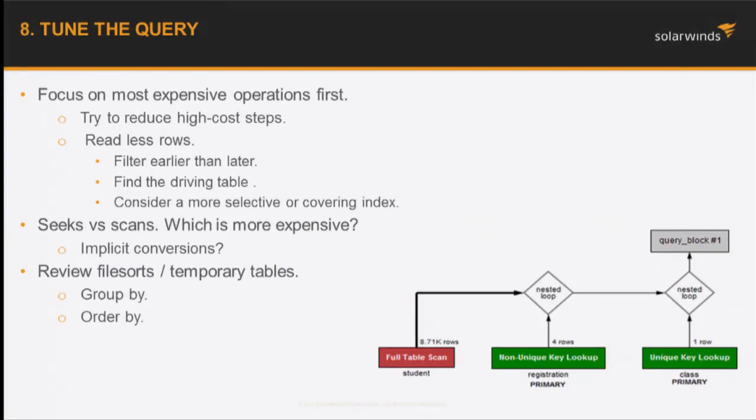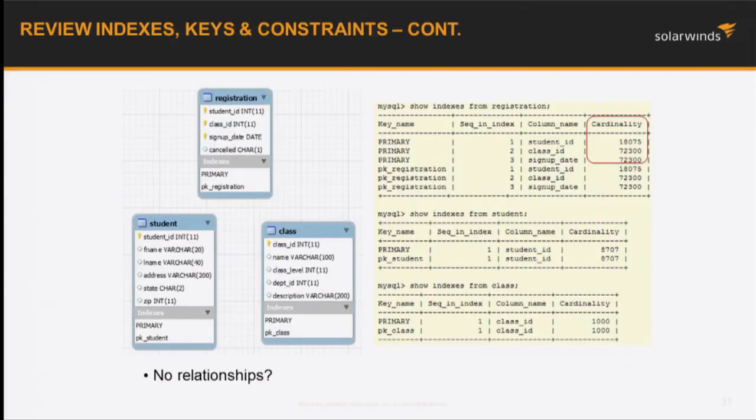So step number 8 is now we're ready. We have enough information to tune that query. We're going to find the driving tables. We're going to try to make it use that driving table. Again, look at seeks versus scans, and just try to avoid any file sorts and temp tables.